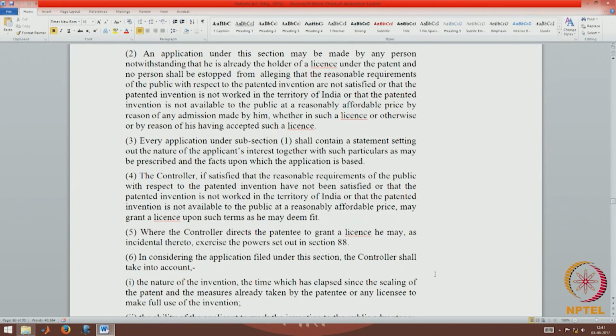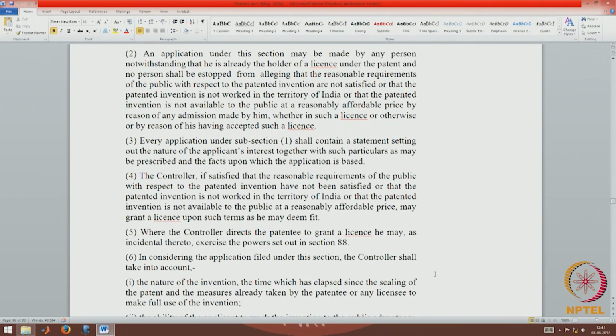3. An application under 84(1) shall contain a statement setting out the nature of the applicant's interest together with such particulars as may be prescribed and the facts upon which the application is based. So, a person interested will have to demonstrate his interest. So, the nature of an applicant's interest has to be demonstrated and he has to set out the facts on which he is making the application.